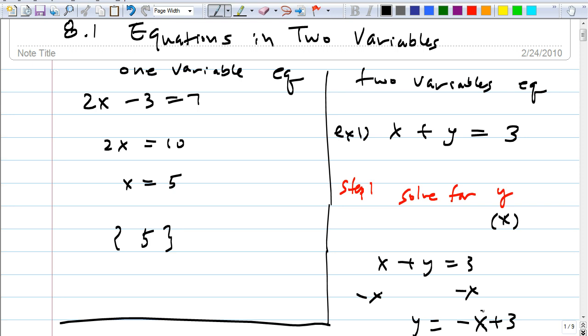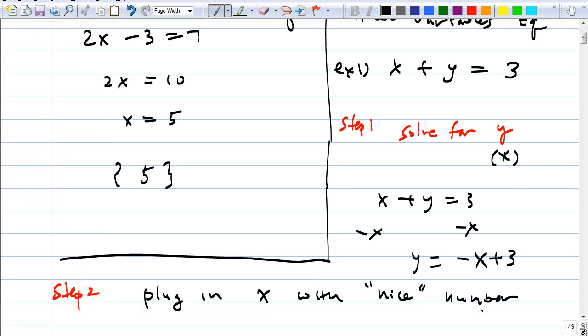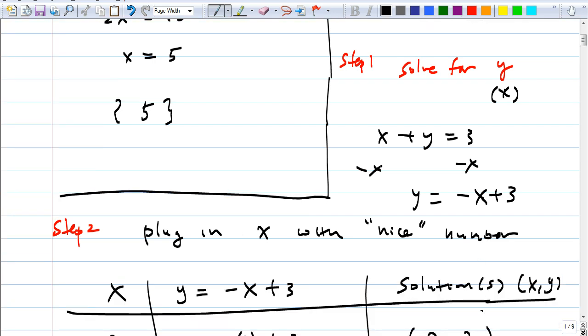Then second step is plug it in, right? Here, write this down. Plug in x with nice number. When I say nice, I mean the easiest one that you could plug in. So do you think 0 is the easiest? You're right. So as a matter of fact, why don't you make this chart? You're going to have x, you're going to have y, and of course you're going to have the solution, x comma y, the ordered pair. So make a chart like this. Go ahead.